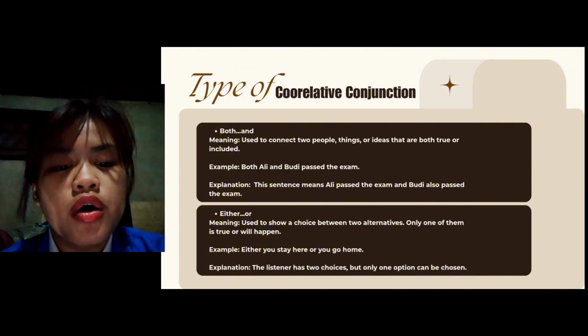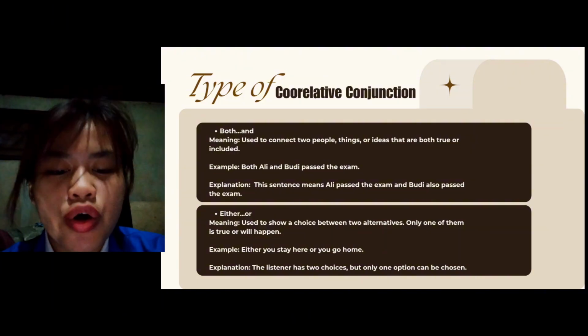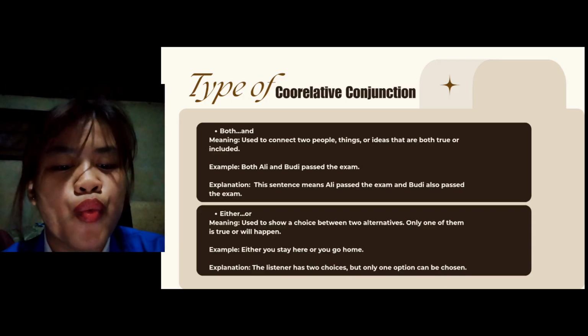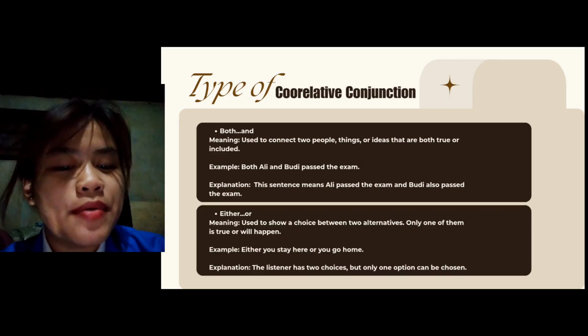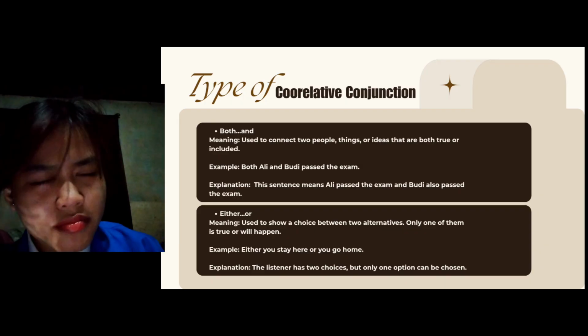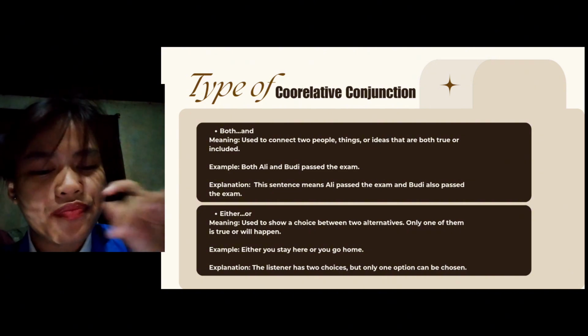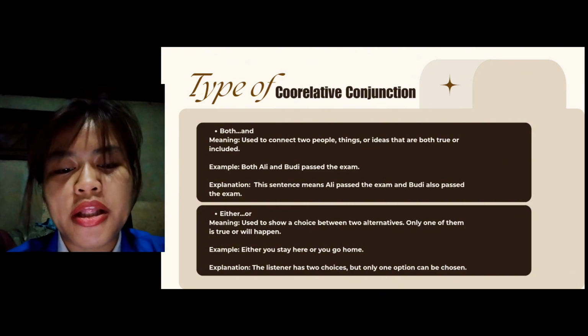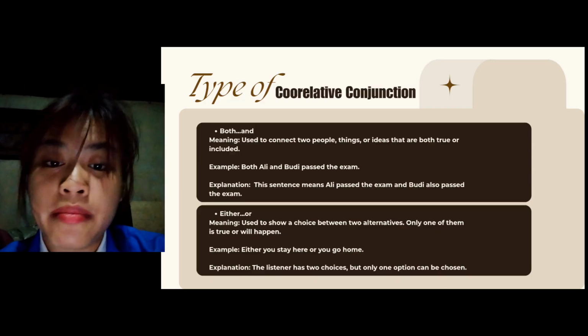Either or, meaning used to show a choice between two alternatives, where only one of them is true or will happen. For example, either you stay here or you go home. Explanation: the listener has two choices, but only one option can be chosen.